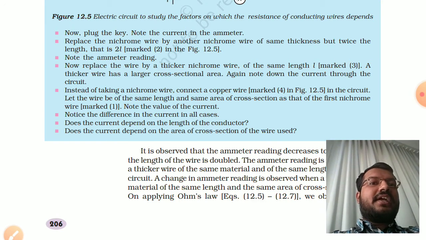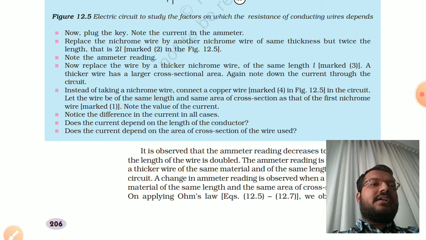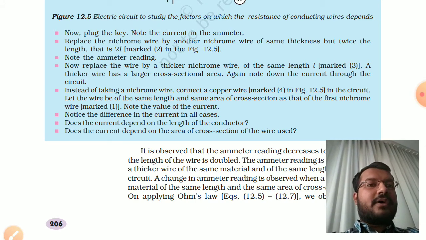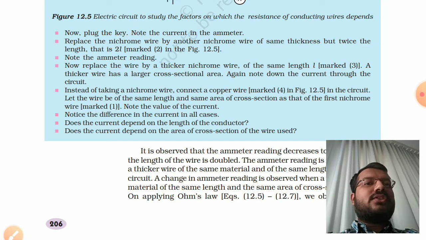Now instead of a nichrome wire, connect a copper wire in the circuit. Let the wire be of the same length and same area of cross section as the first nichrome wire. Note down the value of the current. Then you replace that nichrome wire with a simple copper wire. Copper wire is a good conductor. So a copper wire of the same thickness and same length is inserted in place of the nichrome wire. Notice the difference in the current in all the cases.